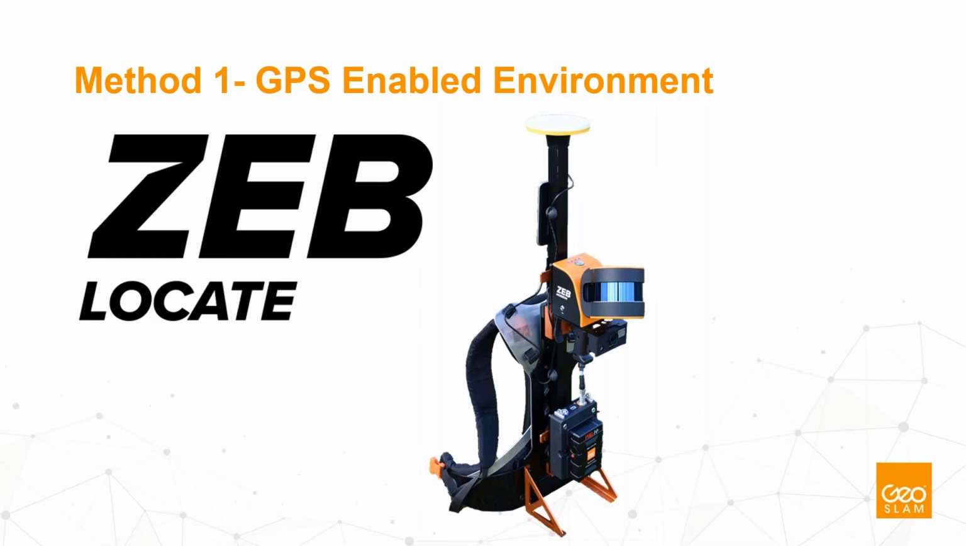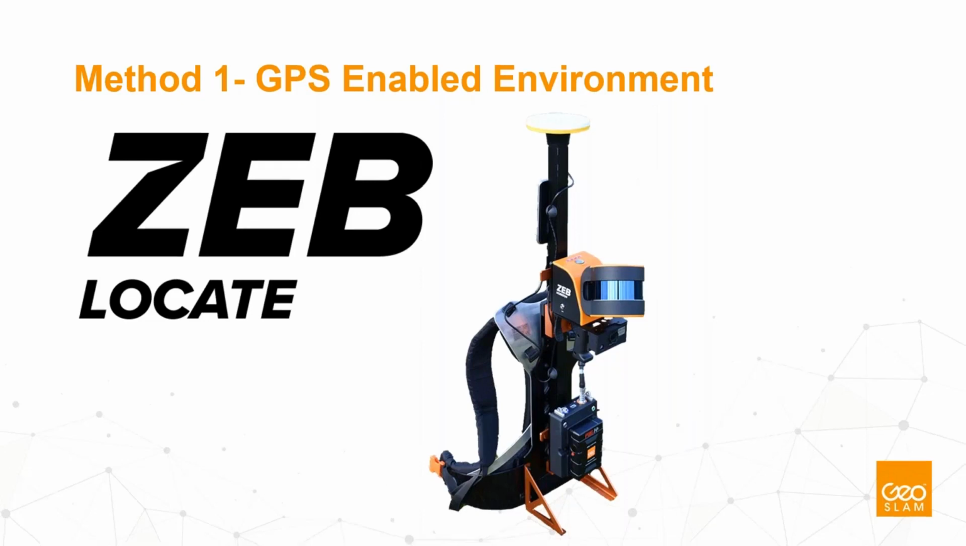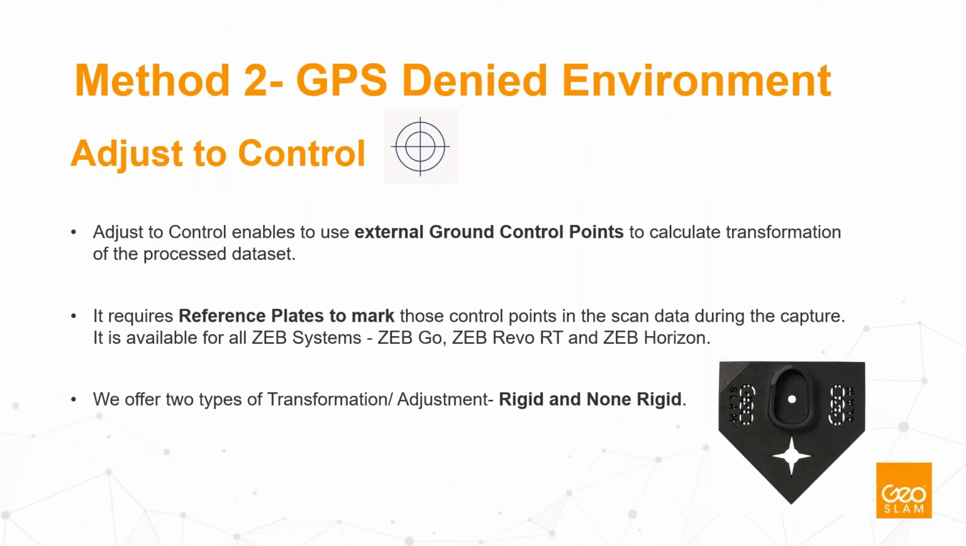But that's the simple way. Obviously, there has to be a different process for georeferencing underground, because we have to cater for GPS denied environments. So this is where adjust to control comes in. With adjust to control, we take advantage of being able to use external ground control points, and using those ground control points, we will calculate the transformation.